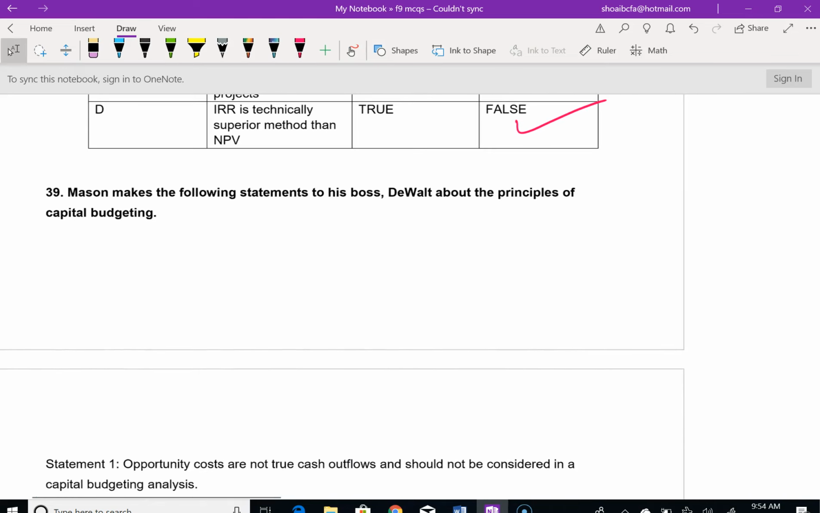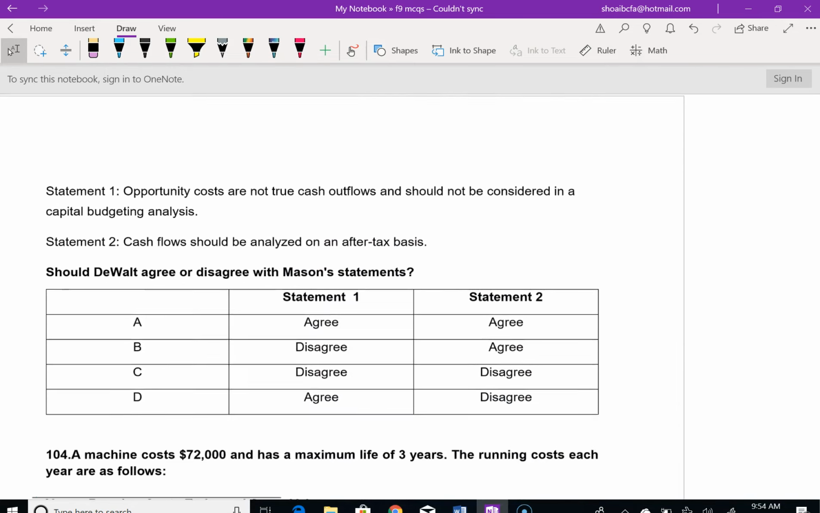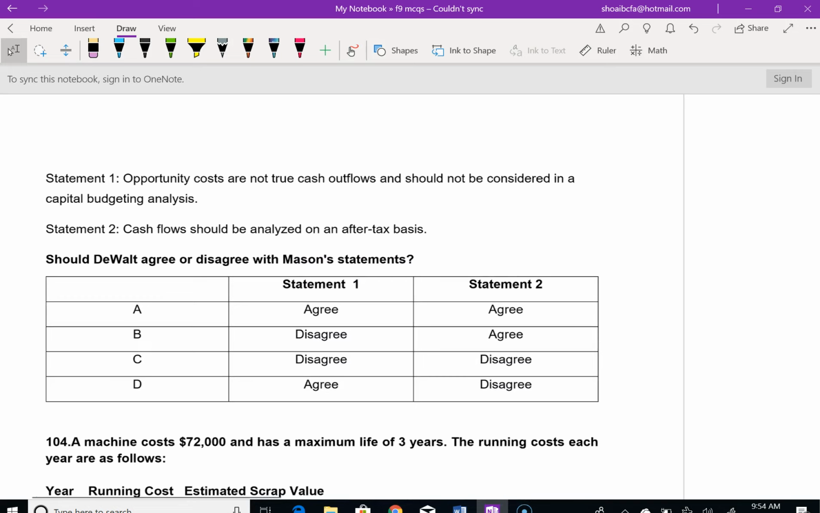Okay, Mason makes the following statement to his boss about the principles of capital budgeting. Opportunity costs are not true cash flows and should not be considered in capital budgeting analysis. This is false, and we should disagree with this statement because opportunity costs are the relevant cash flows and we should consider these in our analysis. Cash flow should be analyzed on an after-tax basis. Yes, whenever there is a tax in the economy, we should analyze the cash flows on an after-tax basis. So it will be first statement disagree and second agree.